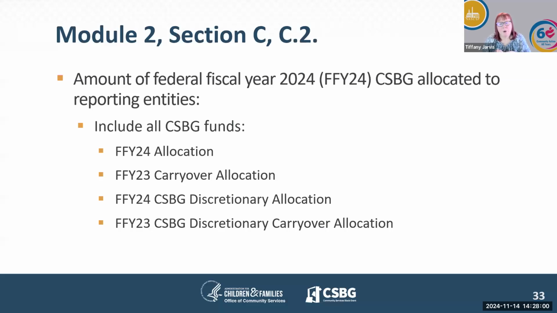One thing to remember when reporting on C2 is that it's asking for all CSBG resources allocated. Remember, allocated means what is available to you that you can expend during that fiscal year. So when it comes to your CSBG allocation, it includes your regular allocation for the fiscal year and any carryover funds from the previous fiscal year. It also includes any discretionary funds received during the fiscal year and any funds that were carried over from the previous fiscal year. Again, I want to highlight the CSBG discretionary dollars and its inclusion under C2.